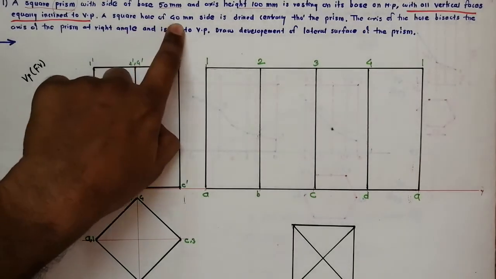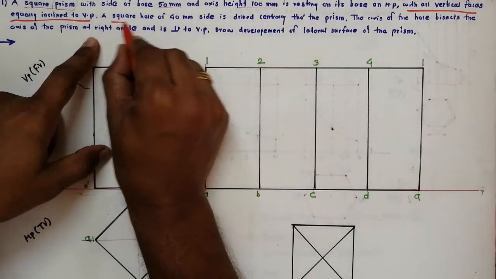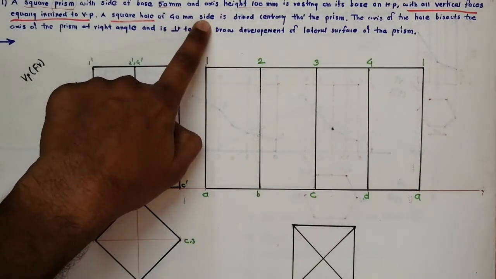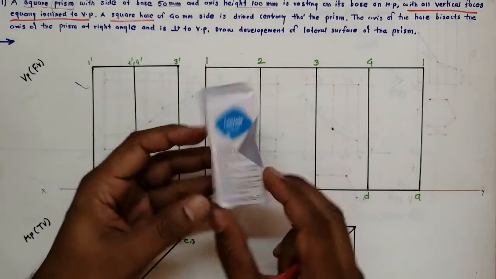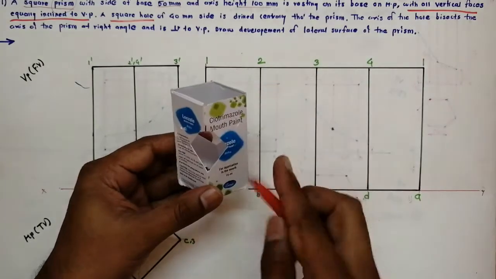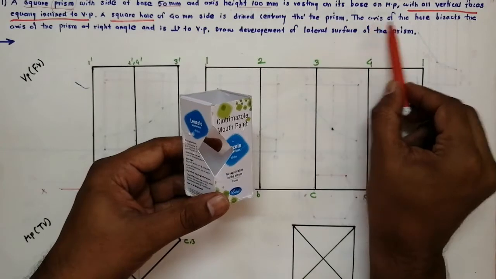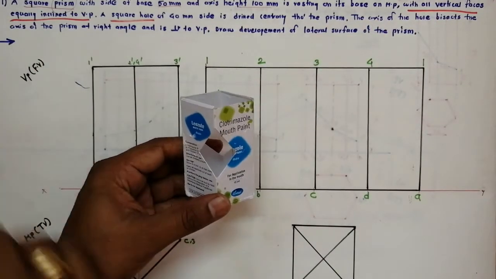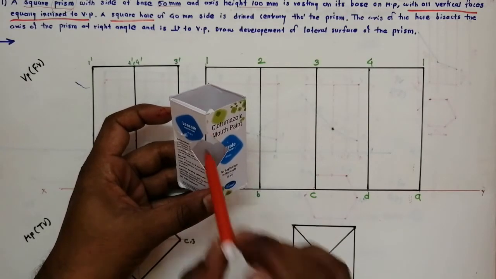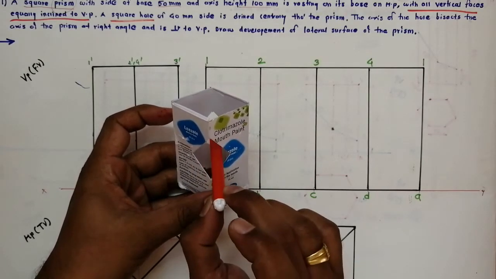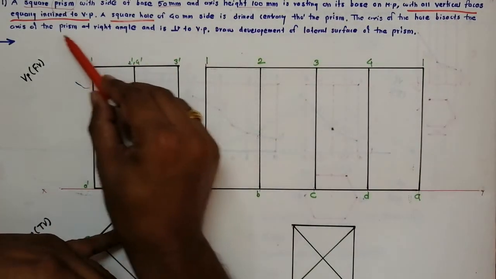A square hole of 40 mm side is drilled centrally to the prism. So we again have a square hole of 40 mm side drilled. It is something like this here. So this is our square prism and a square hole is drilled inside. Now what is the condition? The condition is that the axis of that hole bisects the axis of the prism. So the red line denotes the axis of this square hole, and this axis of the square hole intersects or bisects the axis of the prism.